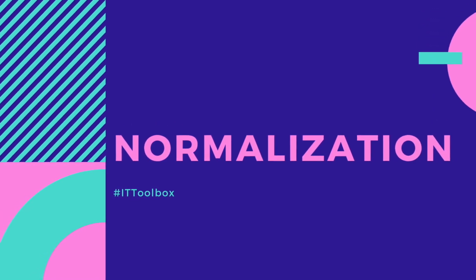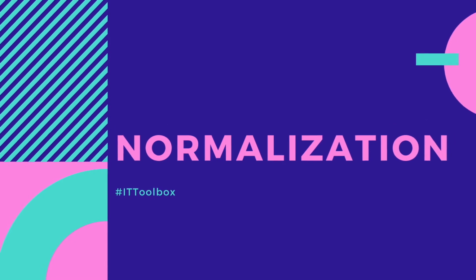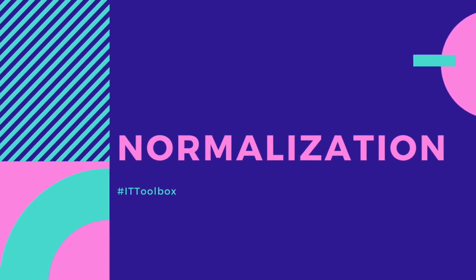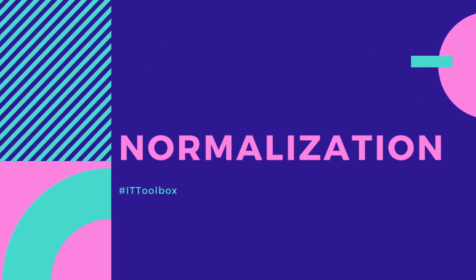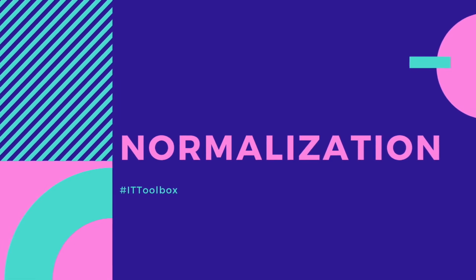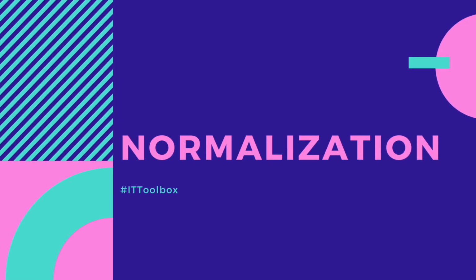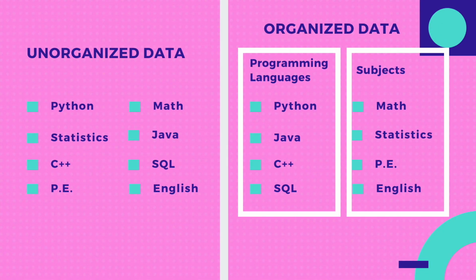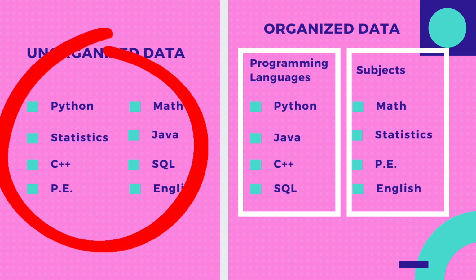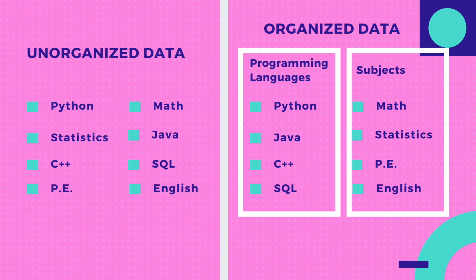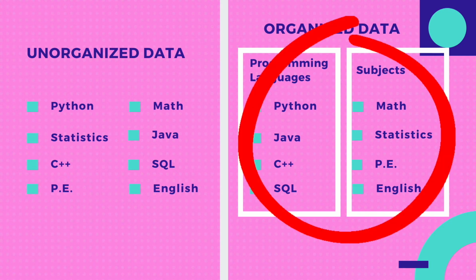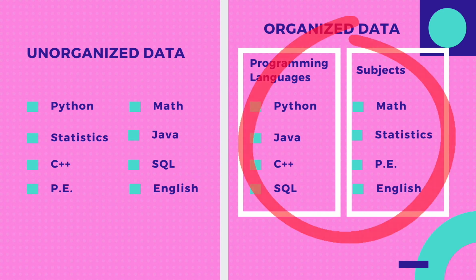When you design, you have to bear in mind the term normalization. This is the process of designing your database to reduce redundancy and improve data integrity. Imagine if you have data like this. It's very unorganized. But if you will try to analyze, you can group this data into this.